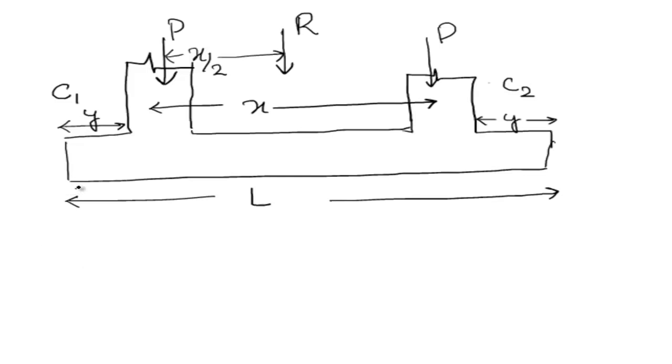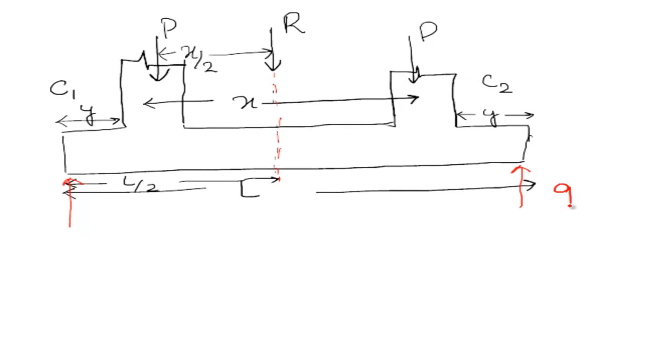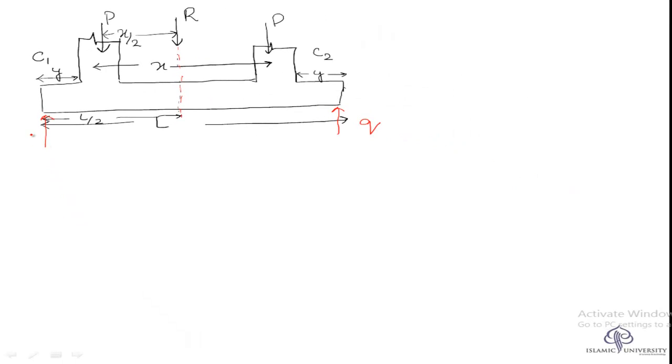Here the CG of the footing will be at a distance L by 2 from this edge of the footing. Here we can see that the CG of the loads is coinciding with the CG of the footing and the resulting soil pressure will be uniform here and here. It will be the same. If the soil pressure here is equal to Q, the soil pressure here will also be equal to Q. Now consider the second case.